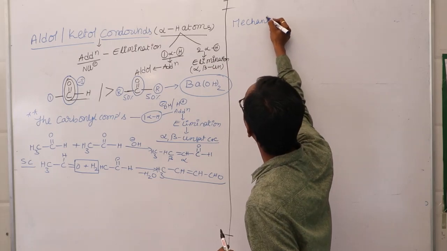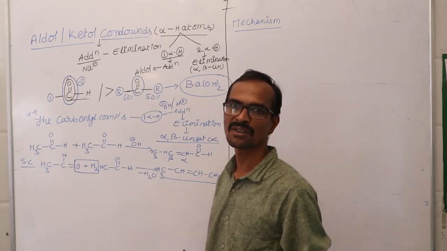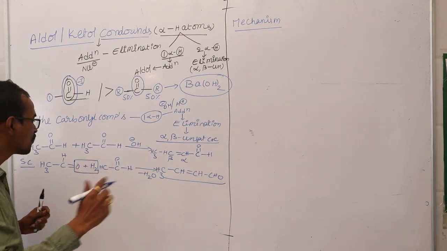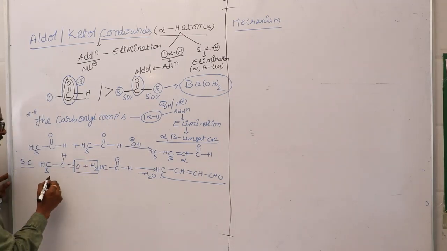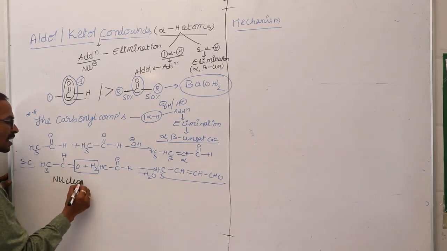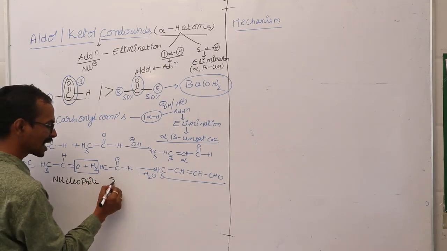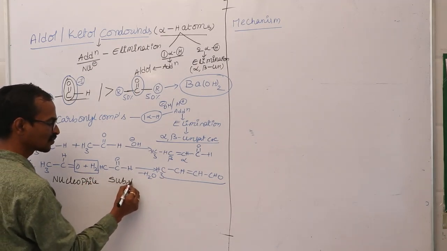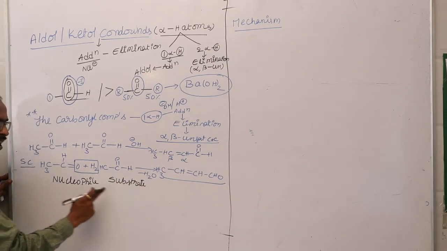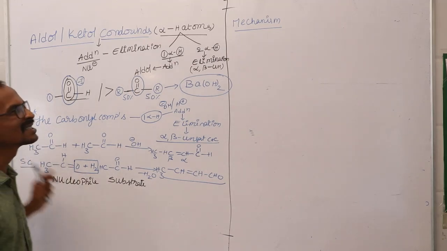So in Aldol condensation, we have two moles of the carbonyl compound. One of the carbonyl compounds will act as the nucleophile and the other carbonyl compound is called the substrate. What are the names for these two different kinds of carbonyl compound? One is the nucleophile and the second one is the substrate.